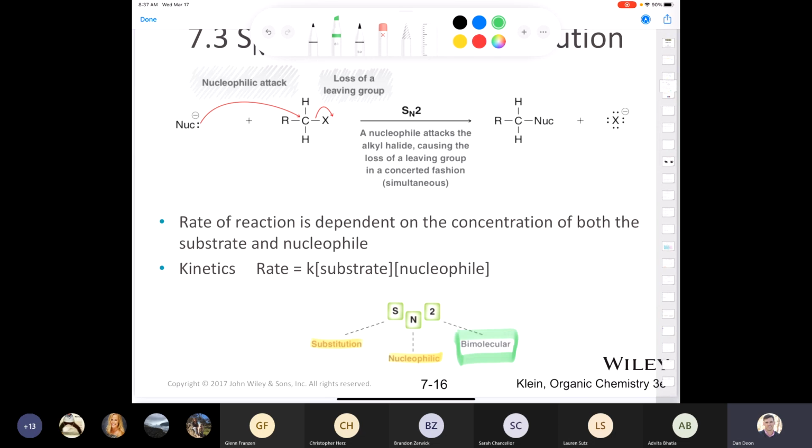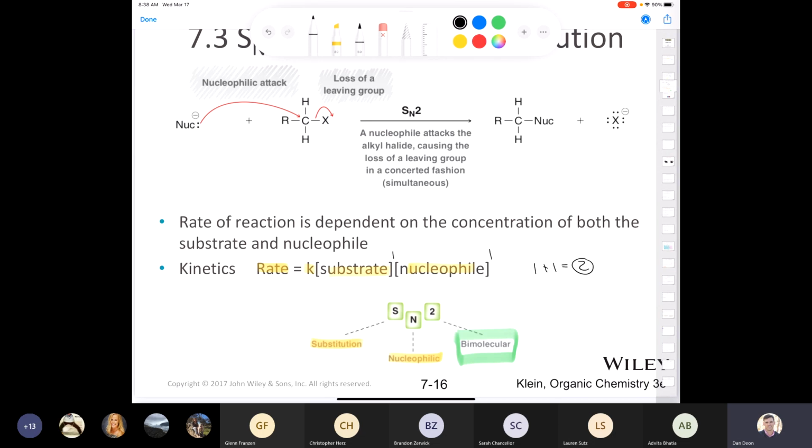You remember that when you determined reaction orders, a first order reaction, a second order reaction, a third order reaction. If we study the kinetics, and again, this is going back to General Chemistry 2, what we find is that the rate of this reaction shown right here, this concerted mechanism, is equal to the rate constant multiplied by the concentration of the substrate and the concentration of the nucleophile. So if both of these are to the power of 1, which we don't show, then the overall order is 1 plus 1, which is 2, and therefore it is bimolecular.